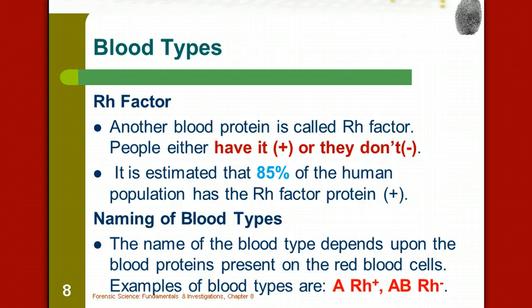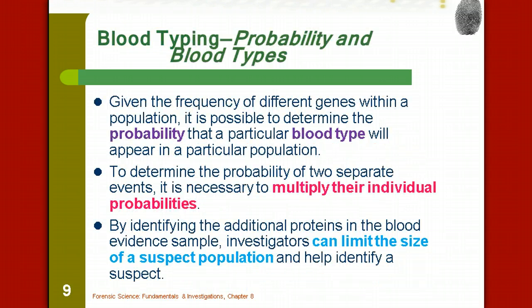So when we name blood types, a lot of people refer to their blood type as A positive or AB negative, and that plus or minus is referring to that Rh factor. Given the frequency of different genes within a population, it's possible for us to determine the probability that a particular blood type will appear in a particular population. If we think about somebody that might be AB negative, we already know that Rh negative is not very probable. AB is not very probable.